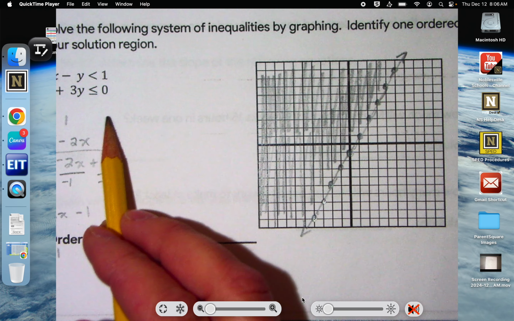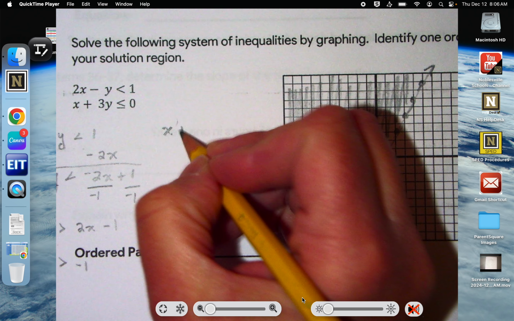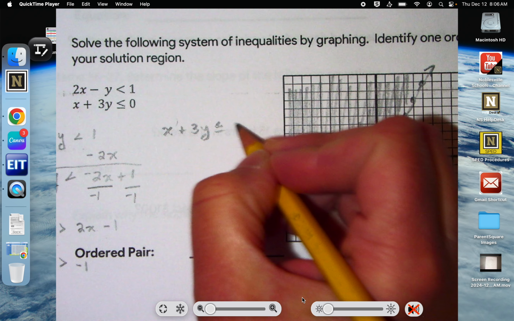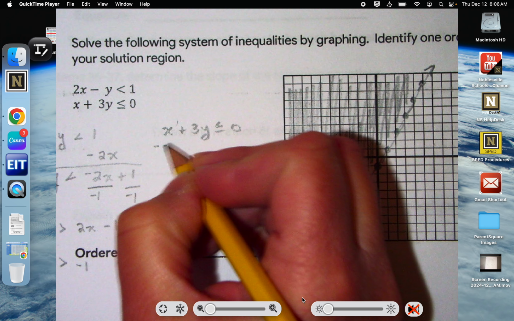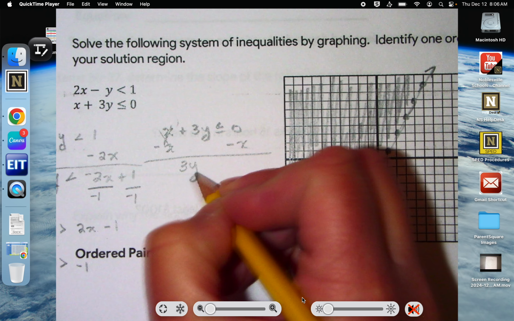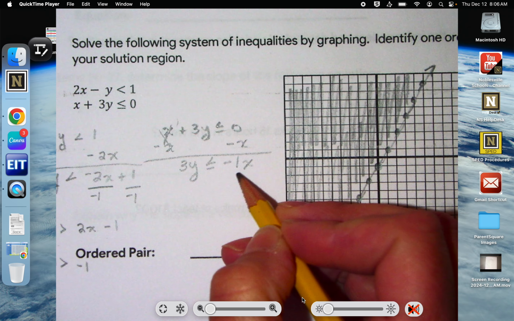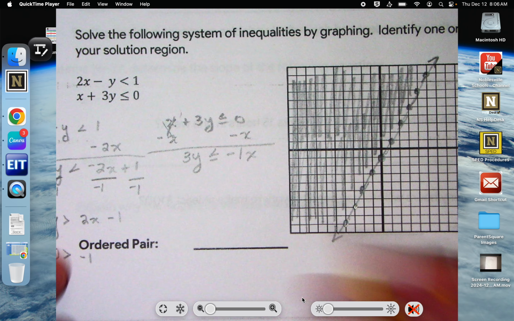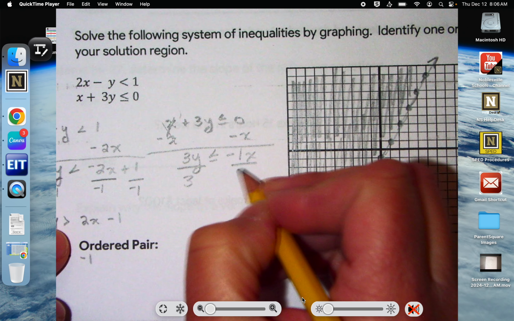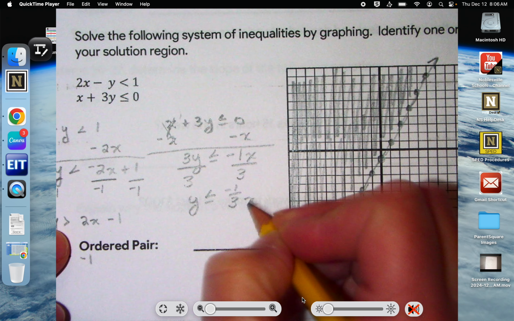My second one, I have to rearrange as well. So x plus 3y is less than or equal to 0. I'm going to subtract x from both sides. So now I have 3y is less than or equal to negative 1x. I'm just going to put the 1 there to help me with my slope. Divide by 3. Y is less than or equal to negative 1/3 x.